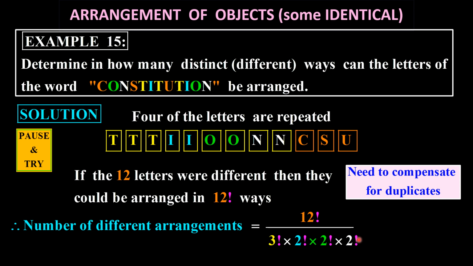Quite a large answer, 9,979,200, right? So we have 12 factorial, and for the 3 T's we divide by 3 factorial, because we're compensating for those 3 T's. Remember we had the one with the 2 R's. We'll get a lot of identical ones there. So we have to compensate by dividing by 3 factorial, 2 factorial, 2 factorial, and 2 factorial.